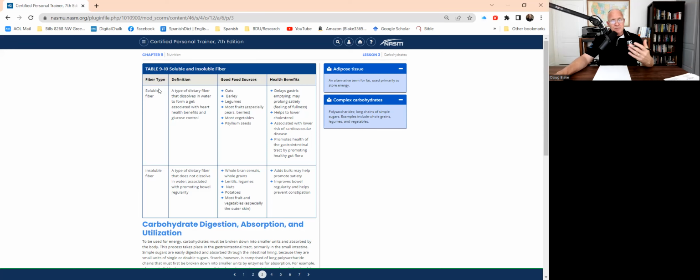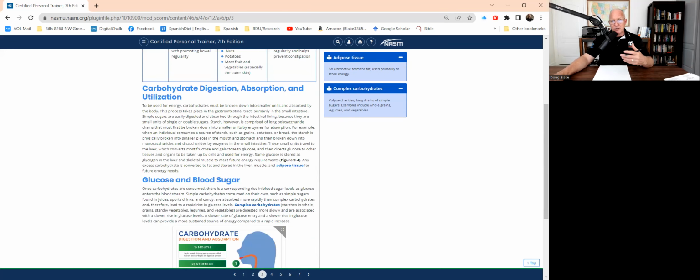So I would just say that, from a studying perspective for the test, it's not necessary to memorize it, but it is a good idea to understand soluble fiber versus insoluble fiber over here on the health benefits, carbohydrate digestion, absorption, utilization. Okay. Again, they're just giving you some basic information.